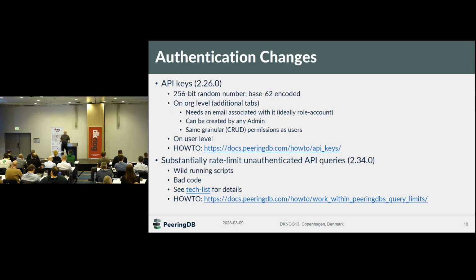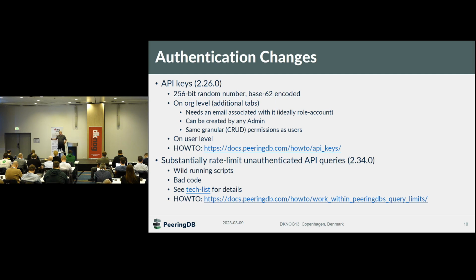What we also did is authentication changes. We now support API keys. And what we did is we substantially rate limited unauthenticated API requests. The reason for that was we saw some really wild running scripts hammering the database every other second, or almost every second. And if you looked at it, you immediately saw it was querying the same networks every other second.